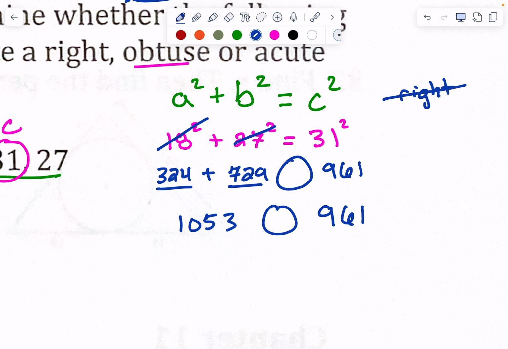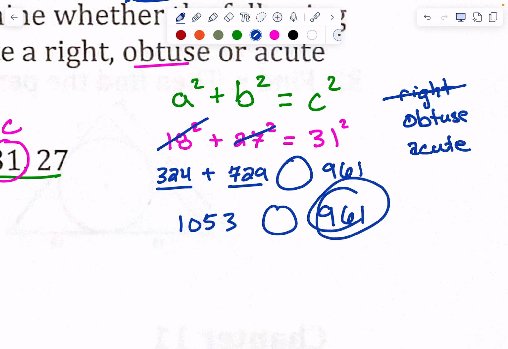Because those are not equal, so it's not a right triangle. Obtuse or acute? Okay, here's how you decide. Which side is the biggest side? This one. My biggest side is fairly small because the other ones are bigger than it, right? So I have a big side that's still kind of a small side, right?